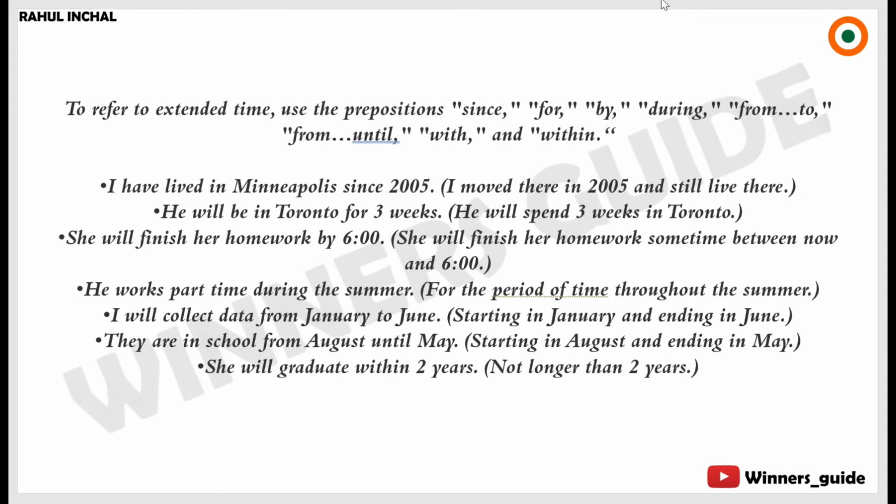Moving on, to refer to extended times, use the prepositions since, for, by, during, from, to, from, until, with, and within. For example, I have lived in Minneapolis since 2005. I moved there in 2005, I still live there. He will be in Toronto for 3 weeks. She will finish her homework by 6 o'clock. He works part-time during the summer. I will collect data from January to June. They are in school from August until May. She will graduate within 2 years.